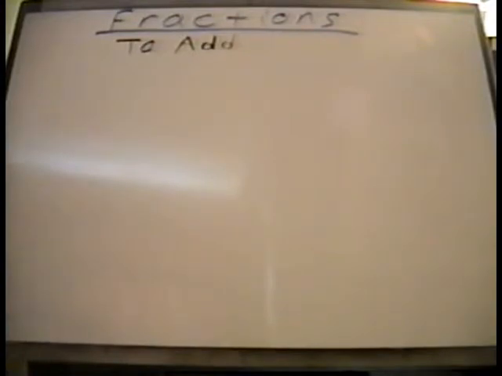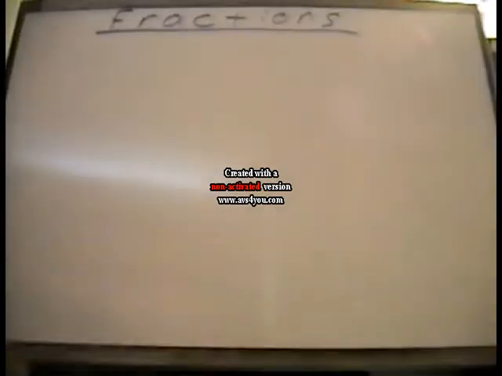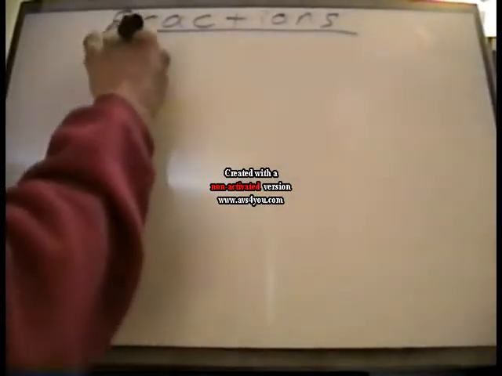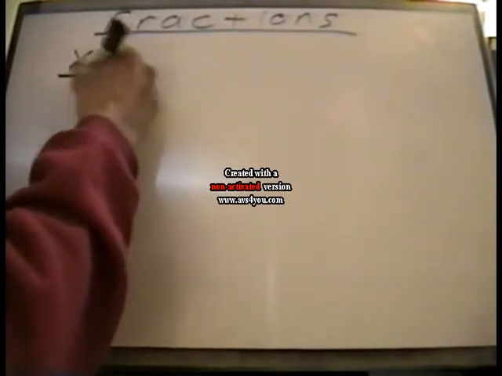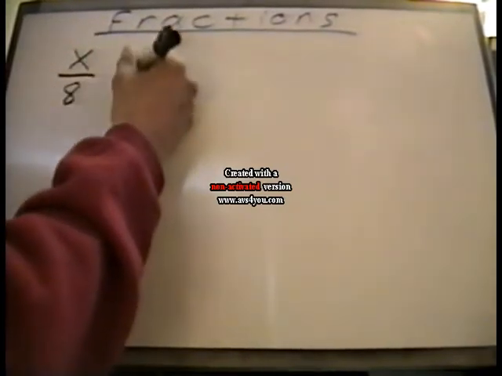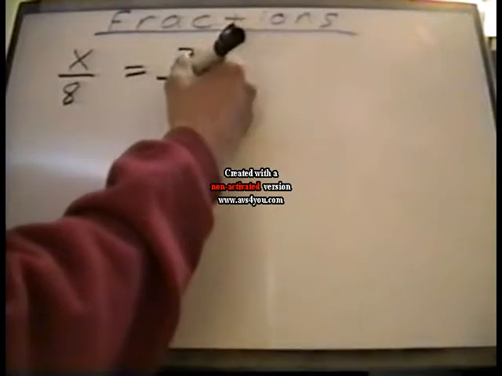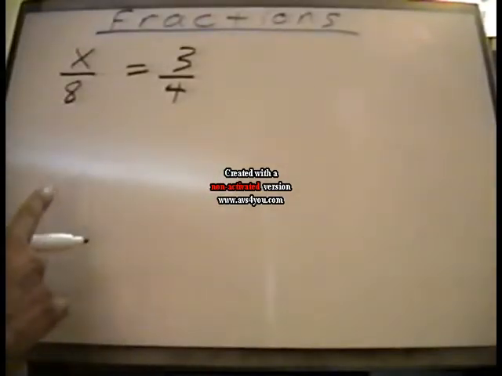Now let's say we have, now we're going to talk about cross multiplication. Let's say we have x over 8, and we set that equal to 3/4. So we want to find x. We want to find what x is.